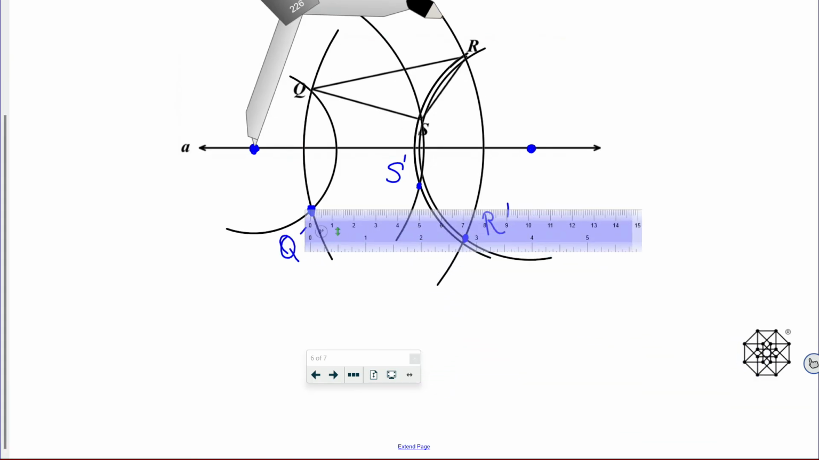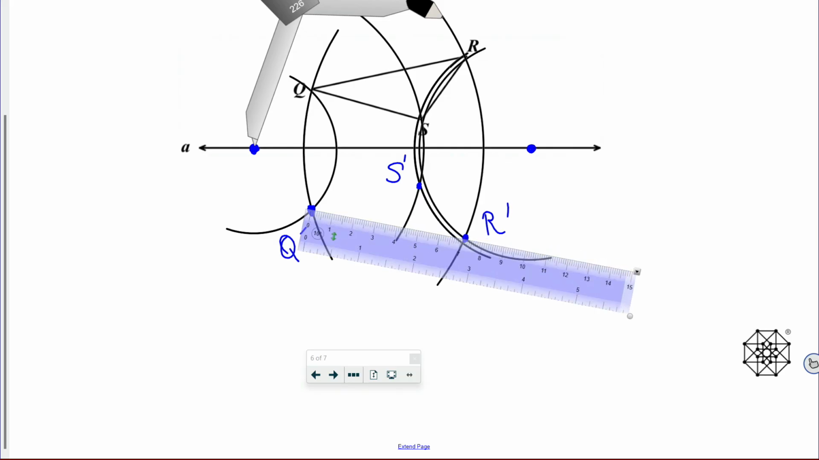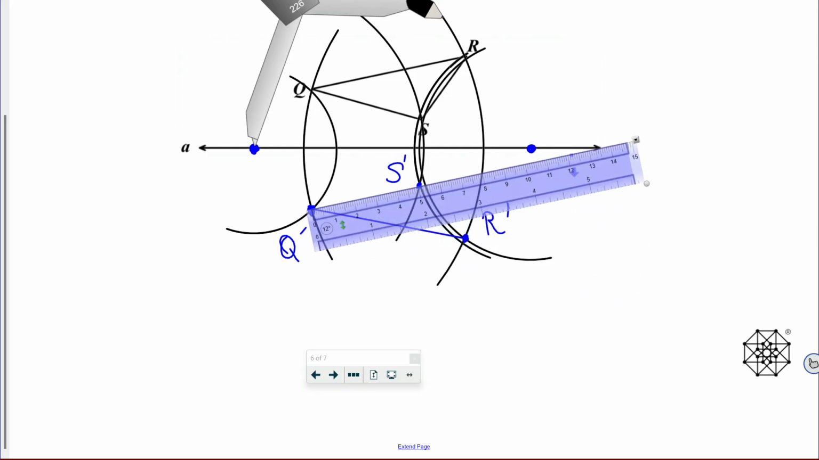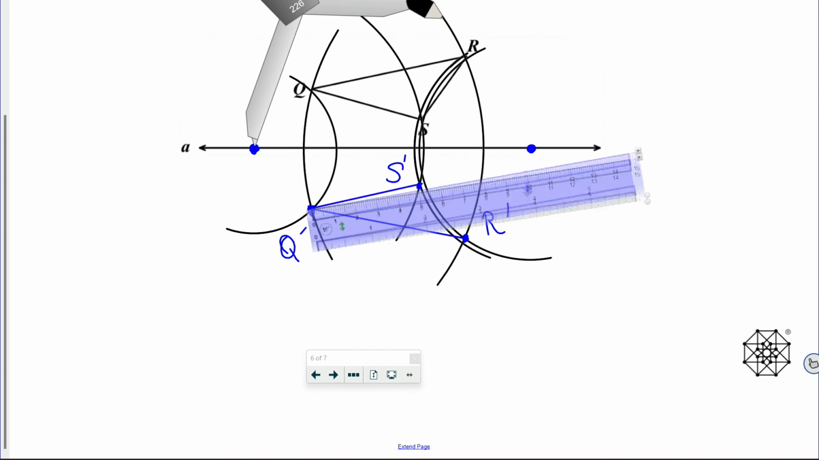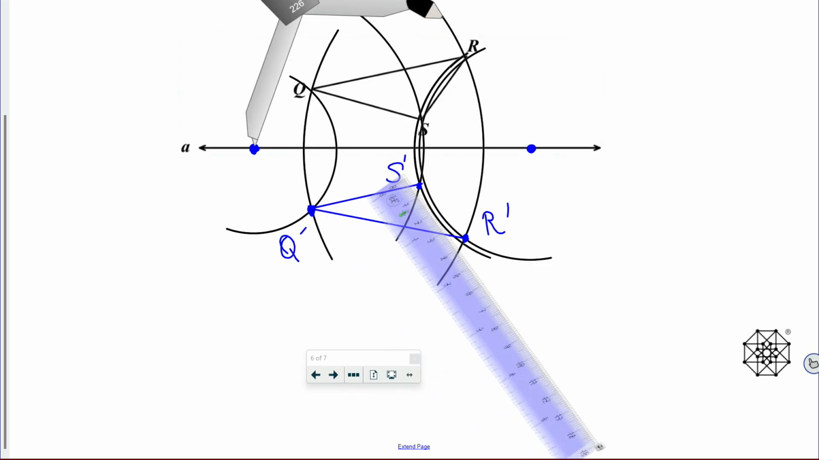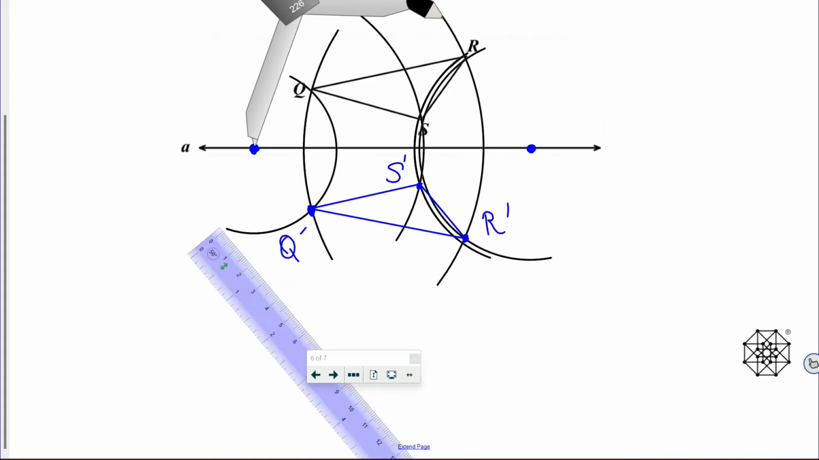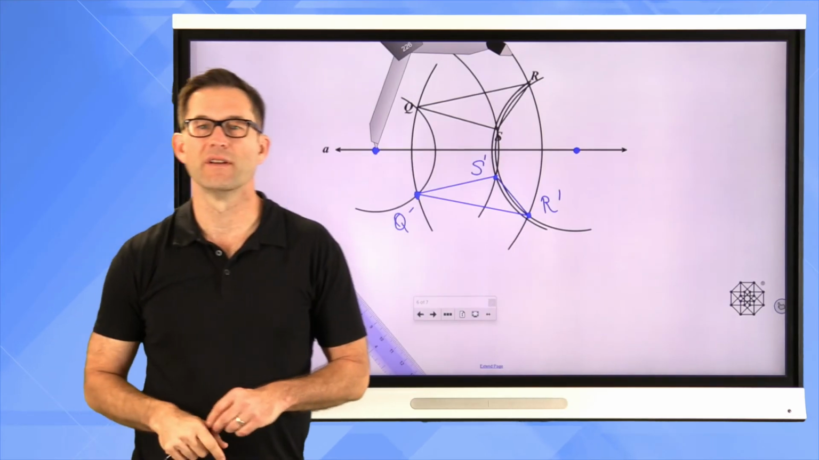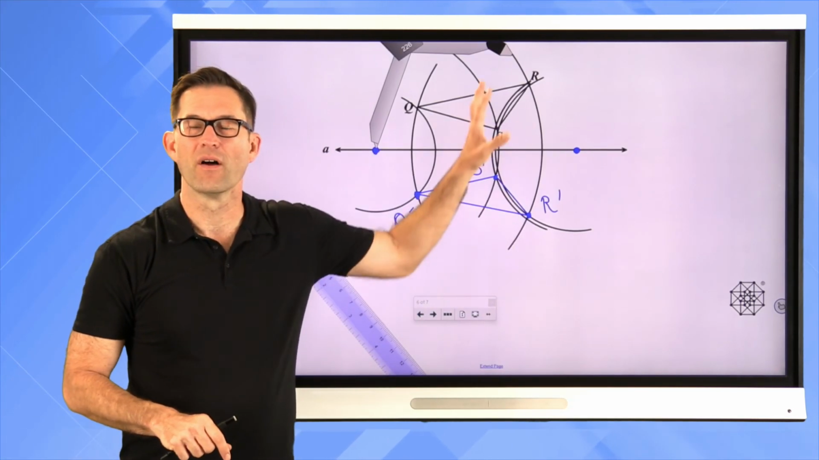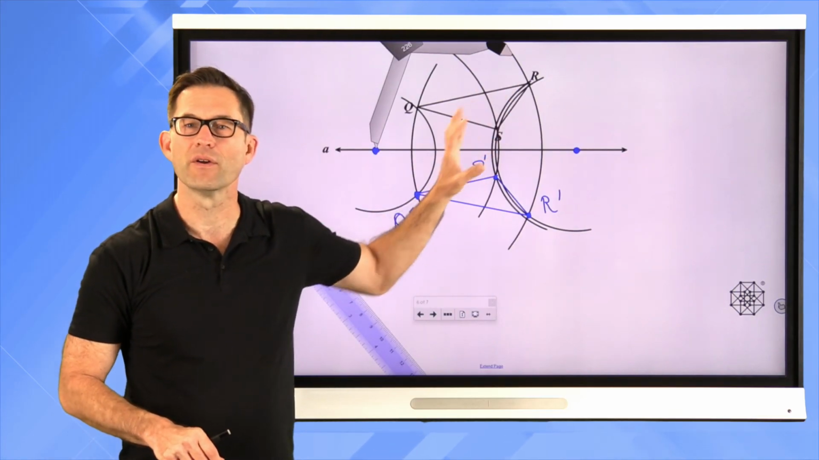So let's do that. I always love the final pictures, even if I've kind of botched the construction a little bit, which is pretty easy to do. But I love the look of a reflection, especially of a triangle across a line. You know, it's very, very satisfying.